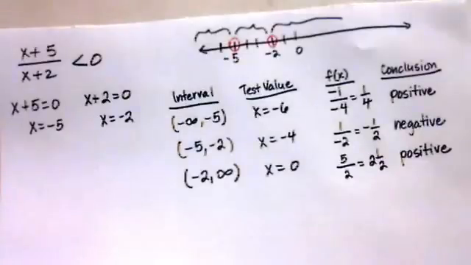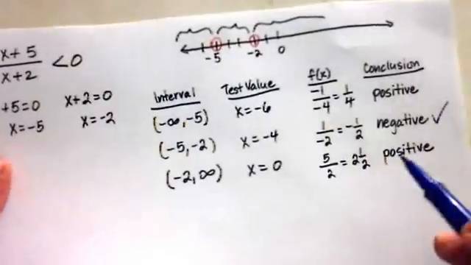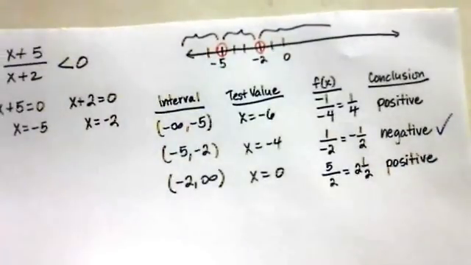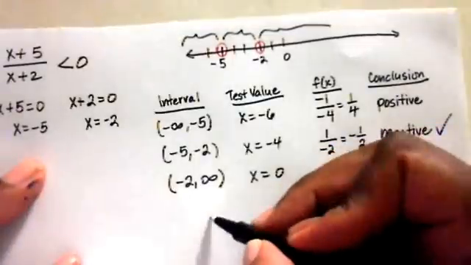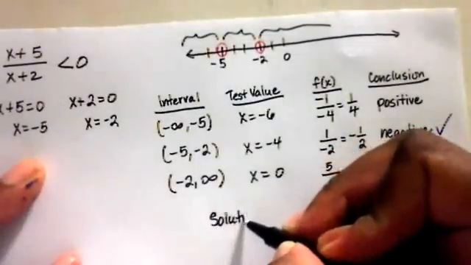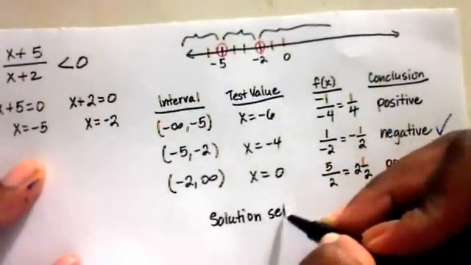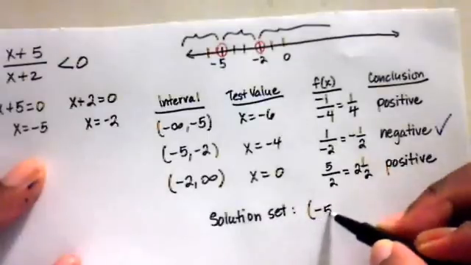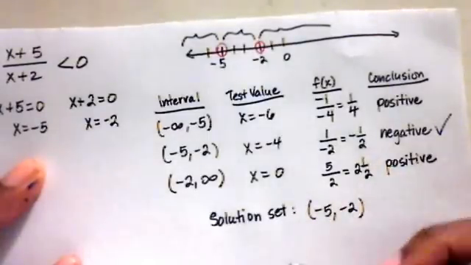Now, the inequality that I started off with is less than 0, meaning negative. So I want to choose the intervals that gave me a negative conclusion. There was only one. That's from negative 5 to negative 2. So in this case here, my solution set is going to be the interval from negative 5 to negative 2.